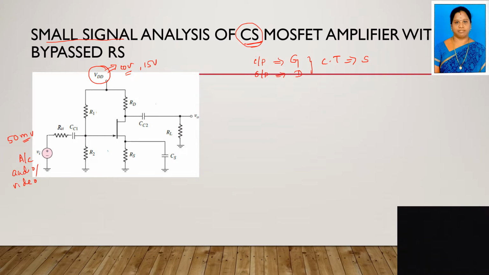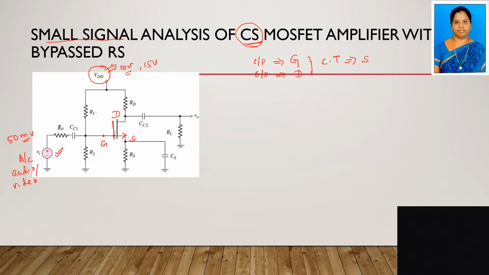See here, this is your input signal Vi. It is given at the gate terminal, right? This is your gate terminal. So this is your MOSFET transistor, and here it is NMOS, so we have to put the direction like this. It is gate, this is the drain terminal and this is the source terminal. So the input is given at the gate and the output is taken at the drain. That's why it is called a common source MOSFET amplifier.